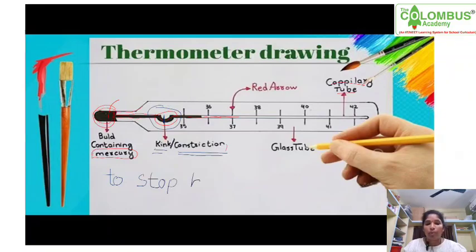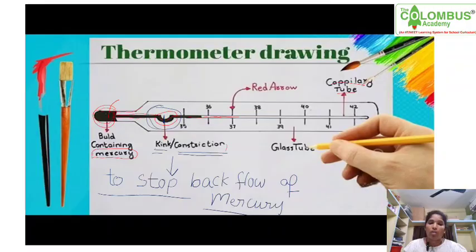The kink stops the back flow of mercury, because mercury is very sensitive to the temperature. Even if there is a small change in the temperature, the level will go up and down. So if I immediately remove it from the person, obviously that mercury will cool down and flow back. So to stop the back flow of mercury, we have this kink or constriction.